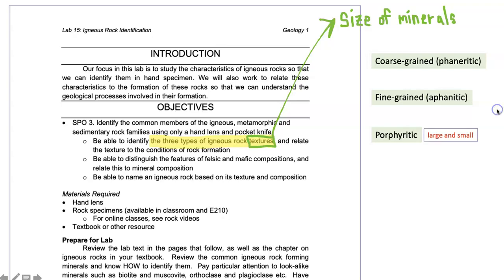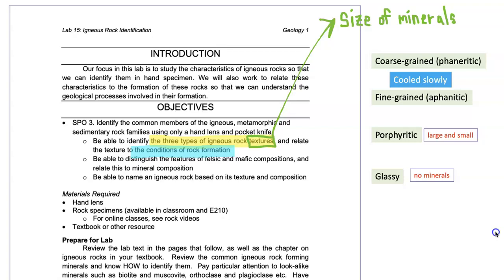Porphyritic is that type I showed you on the lower left that has large and small crystals. And then the glassy means no minerals at all. How does this relate to the conditions of rock formations? Well, it does, in fact, because minerals that grow in a slowly cooling magma have a lot of time to grow larger and larger. So slow cooling produces coarse-grained rocks.